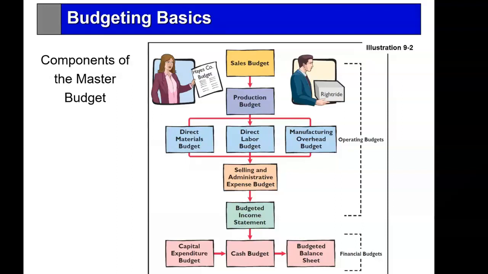We need the cash at the time that we incur those costs. So the cash budget is designed to make sure we have that. As I said before, the capital expenditure budget is more senior management.